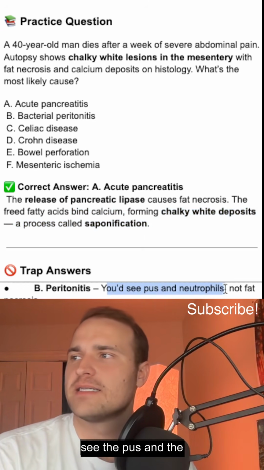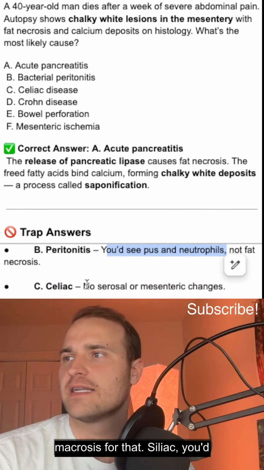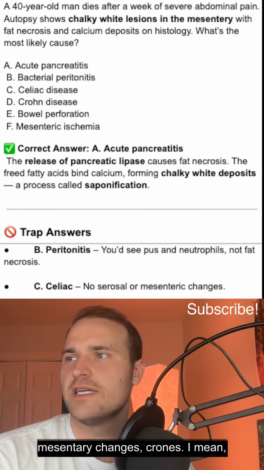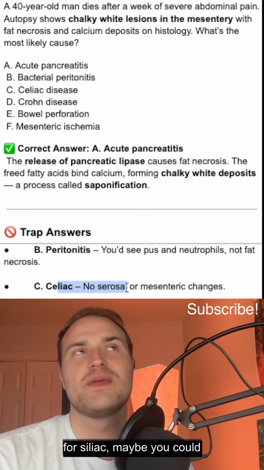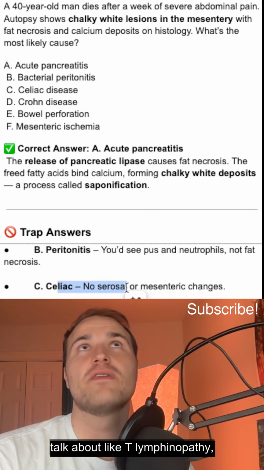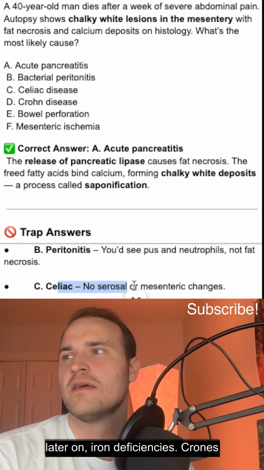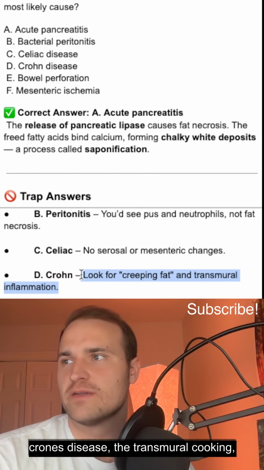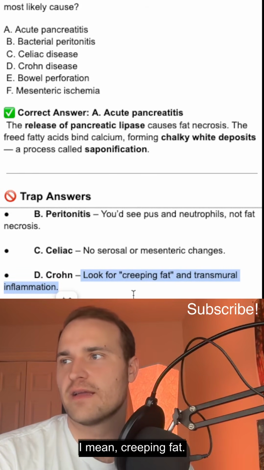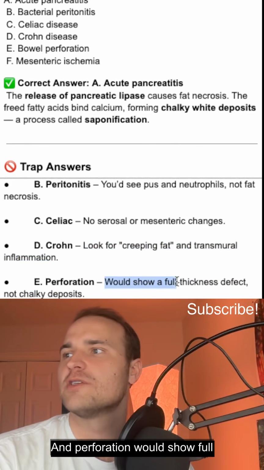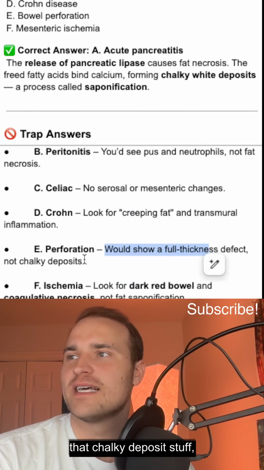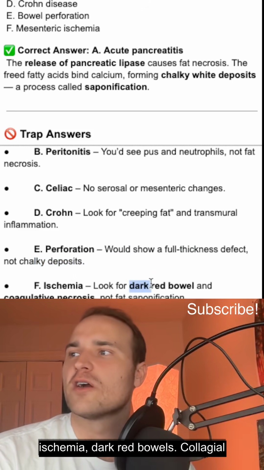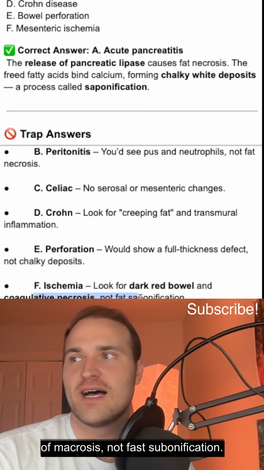Peritonitis, you'd see the pus and the neutrophils. You wouldn't see fat necrosis for that. Celiac, you'd have no serosal mesenteric changes. For celiac, maybe you could talk about T cell problems later on, iron deficiencies. Crohn's, look for creeping fat. Transmural inflammation would be your Crohn's disease, the transmural creeping fat. And perforation would show full thickness defects. You wouldn't see that chalky deposit stuff. Ischemia, dark red bowels. Coagulative necrosis, not fat saponification.